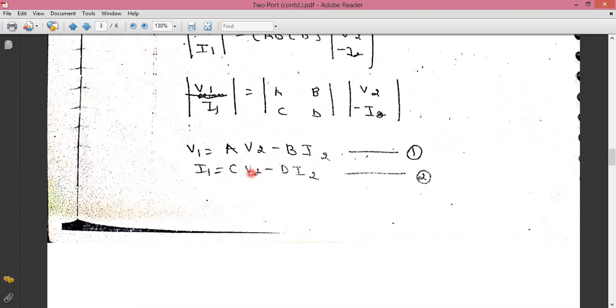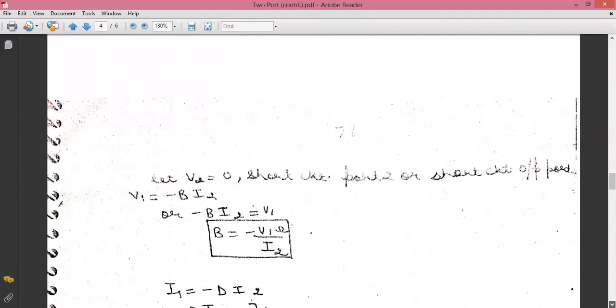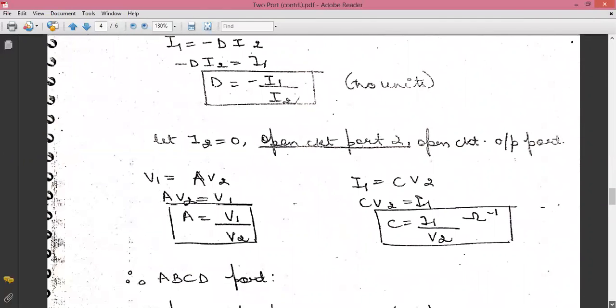जब मैं V2 को 0 करूंगा तो I1 is equal to minus D times I2. यहाँ से मैं D की वैल्यू निकाल लूंगा. तो सेकंड केस में मैं क्या करूंगा? I2 को 0 करूंगा. दैट मीन जब मैं I2 को 0 कर रहा हूं तो मेरे पास क्या बन रहा है? V1 is equal to AV2, यहाँ से A की वैल्यू निकलेगी, एंड I1 is equal to CV2, यहाँ से मेरी C की वैल्यू निकलेगी. सो मुझे बेसिकली यही करना है ना, ABCD पैरामीटर में मुझे A, B, C और D की वैल्यू निकालनी है.